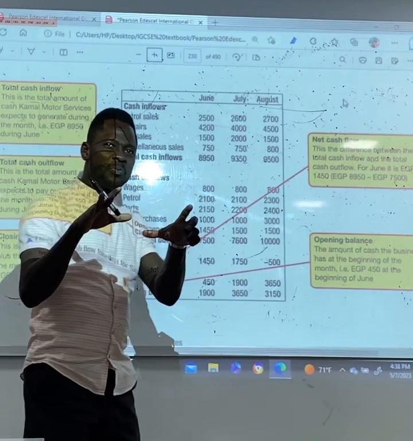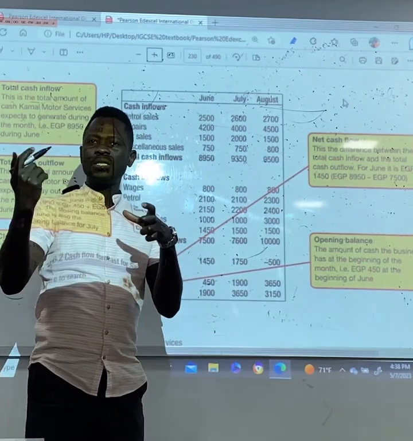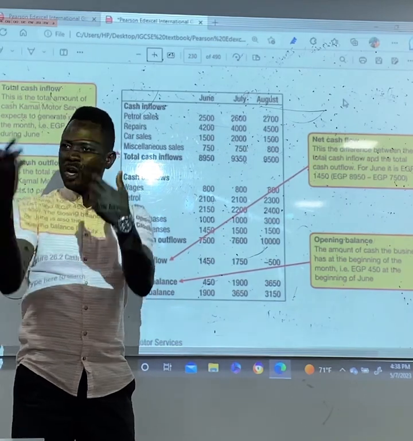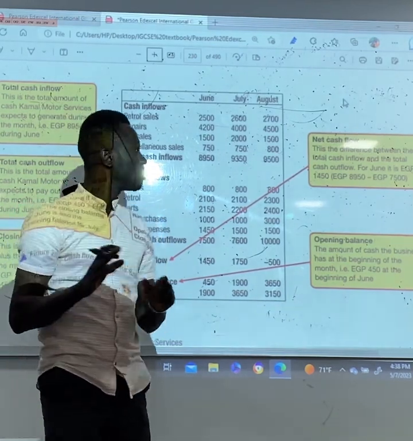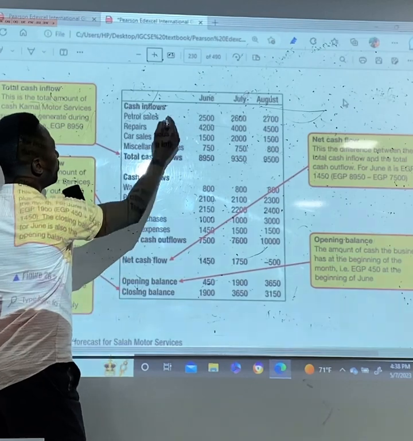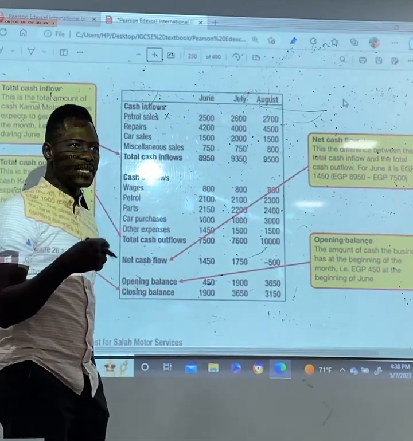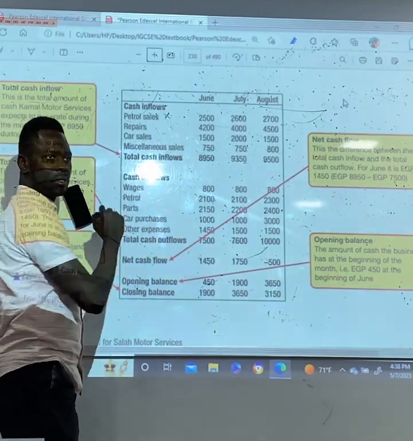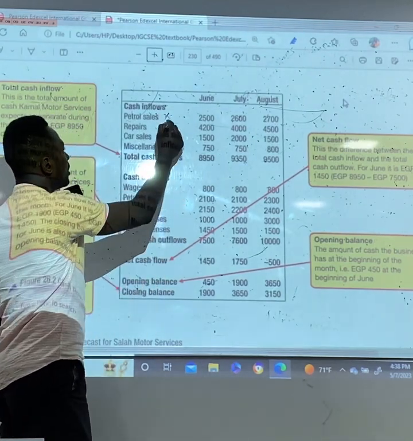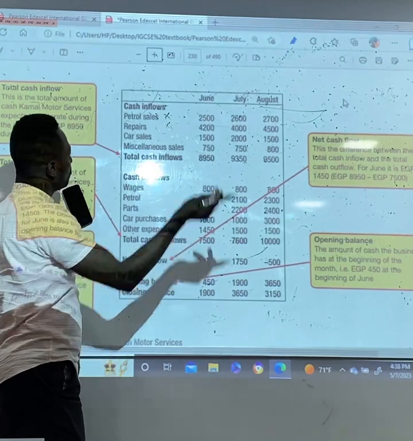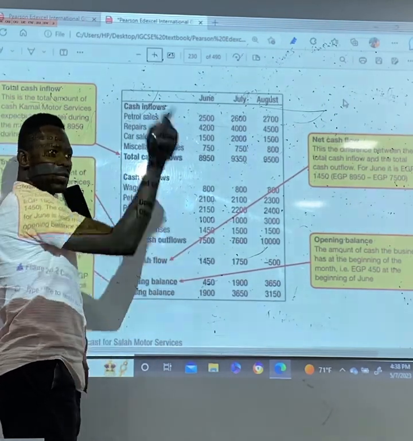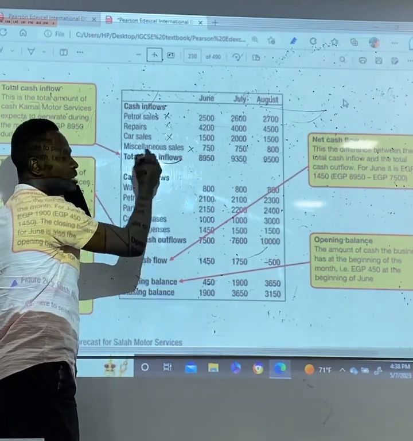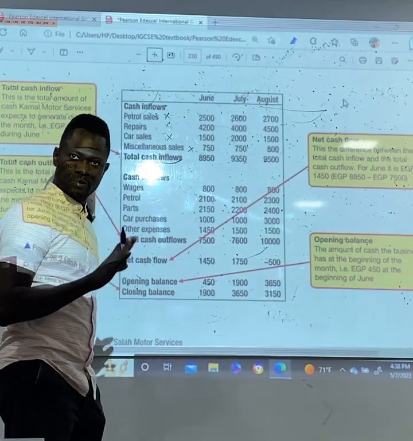So, what brings about the cash inflow? We're talking about things that we have sold in the business. Our income into the business is our cash inflow. So, petrol sales. That means we are a business that maybe is a petrol station. Sales, money will come into the business. We repair for some people, money comes into the business. Car sales, money comes into the business. Miscellaneous sales, money comes into the business. All these are cash inflow for the business.